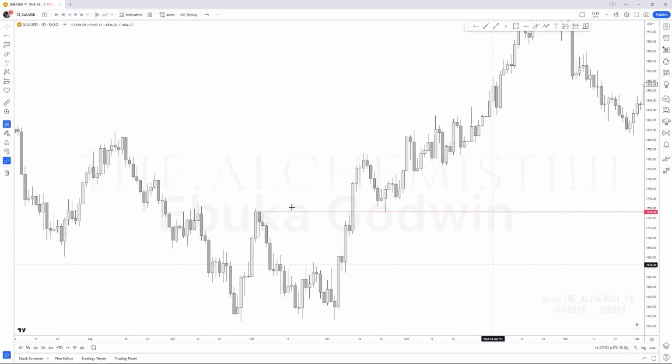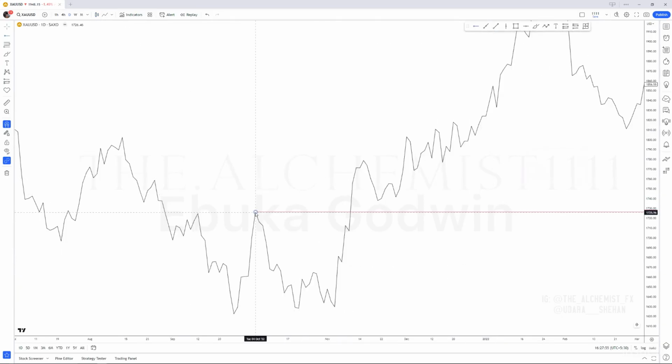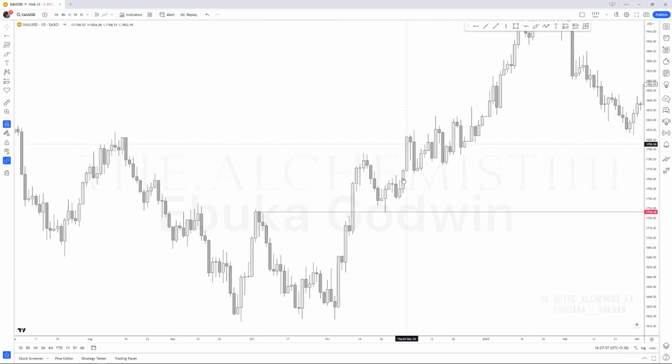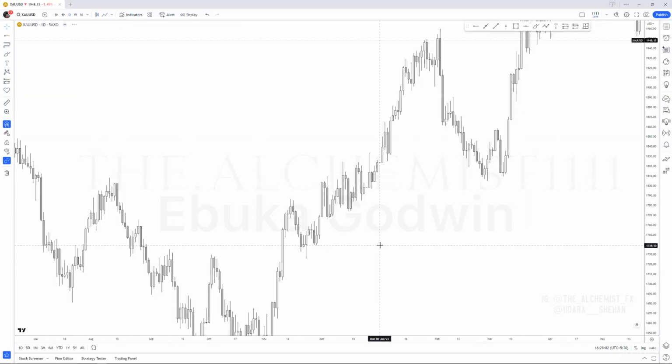What is that? Once again, resistance broken, turns into a support, right? Then it turns into a support. Okay, so that's the very basic stuff.